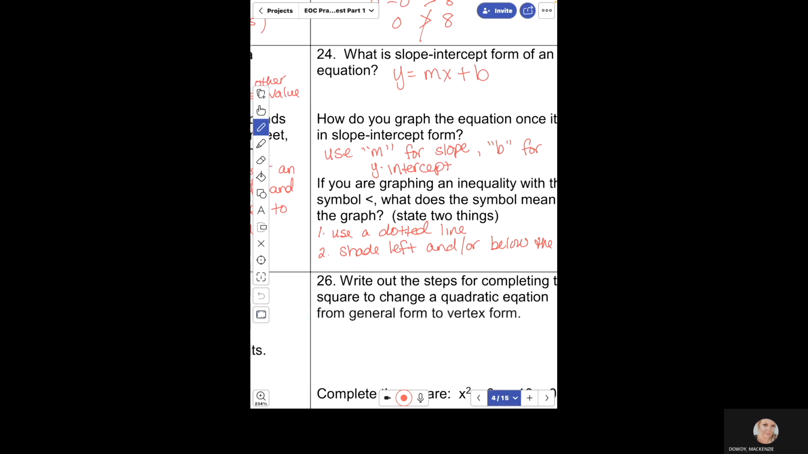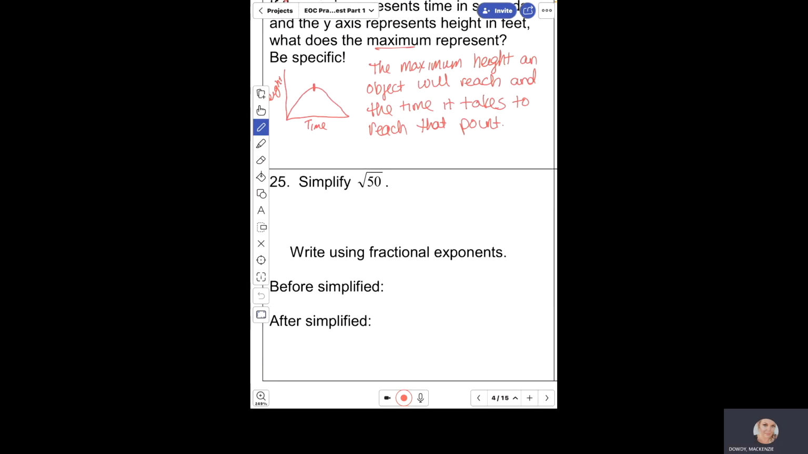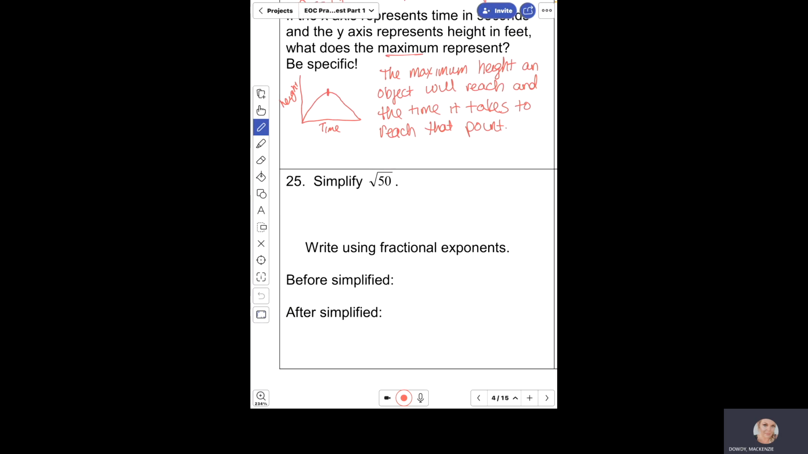Number 25. They want us to simplify the square root of 50. The square root of 50 is not a perfect square, so we're going to need to break that down into prime factors. You could start off with any two factors, but I like to have you start at 2, just in case you don't know the factors. Starting at 2, if it's an even number, will always work out. So 2 times 25 is 50. 25 is not prime. We can break that down further. So 5 times 5 is 25.